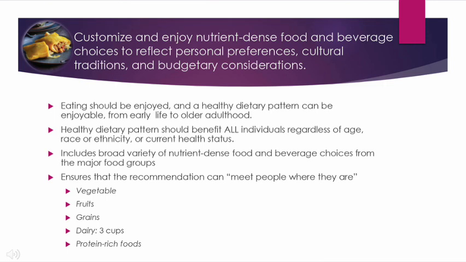Now let us talk about nutrient-dense foods. Nutrient-dense foods are those that provide high amounts of vitamins and minerals relative to their calorie content. Examples include vegetables, fruits, whole grains, lean proteins, and dairy. These foods should make up the majority of what a person eats daily. The major food groups mentioned here include vegetables, fruits, grains, dairy, and protein-rich foods. Each group provides specific nutrients that the body needs. So instead of focusing on eliminating foods, we emphasize adding more nutrient-dense choices. This approach helps patients feel less restricted and more empowered.